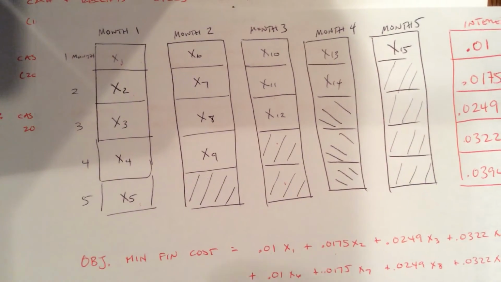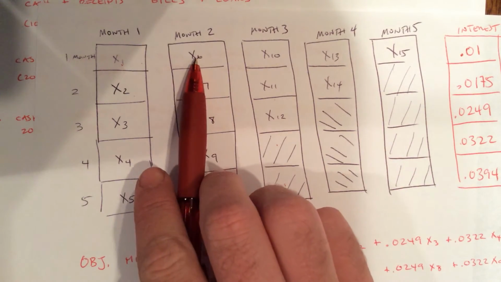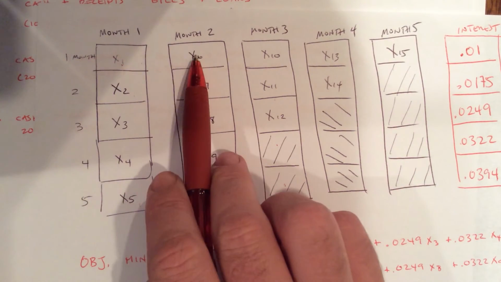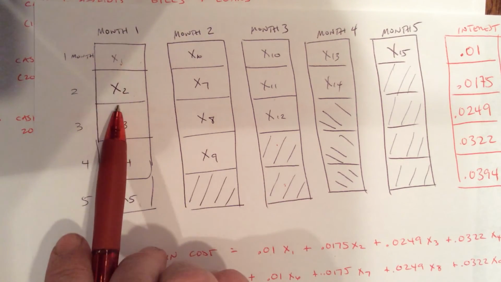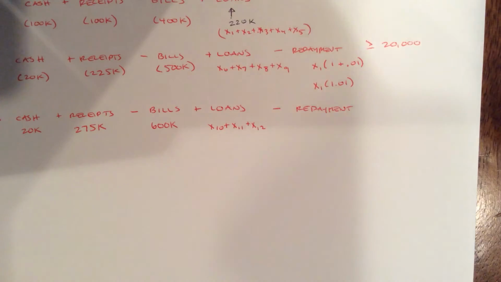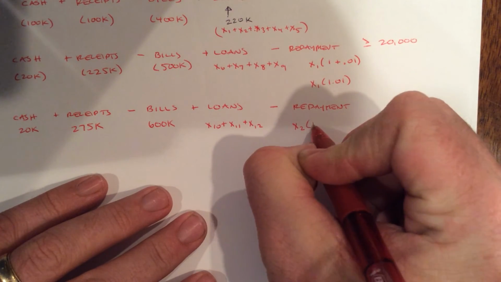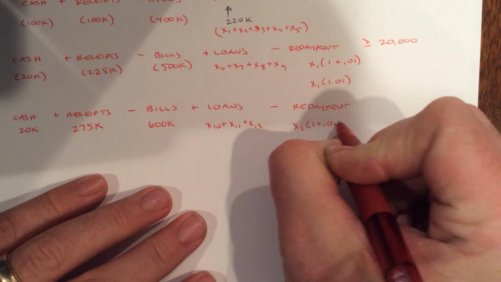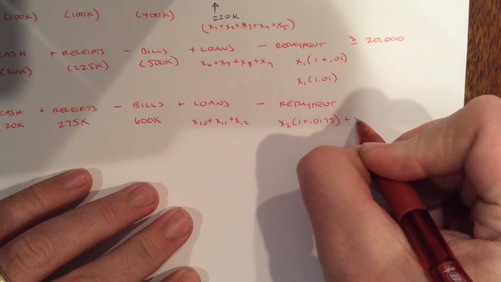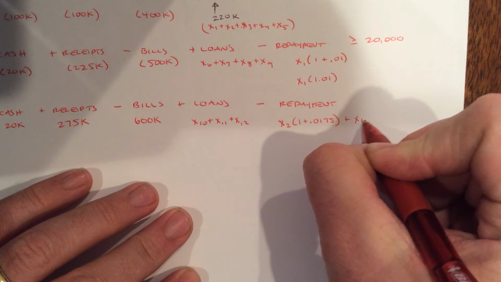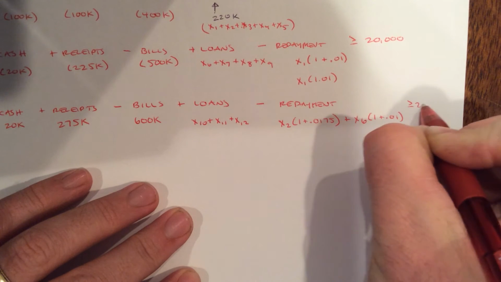In month 3, I need to pay back the 1-month loan that I took out in month 2, and I also have to pay back the 2-month loan that I took out in month 1. So the repayment is X2 times 1 plus 0.0175, plus X6 times 1 plus 0.01. And that has to be greater than or equal to 20,000.